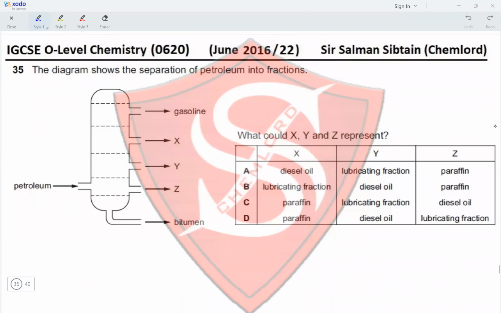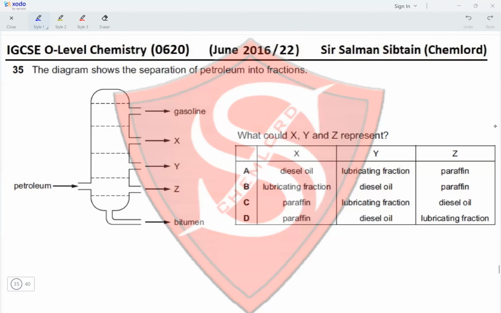Question 35. The diagram shows the separation of petroleum into fractions. We have gasoline coming out, then X, Y, and Z, and then bitumen. What could be X, Y, and Z? The options are diesel oil, lubricating oil, and paraffin. Out of these, paraffin is the one with the greatest Mr. So Z should be, no, paraffin is the one with the lowest Mr.